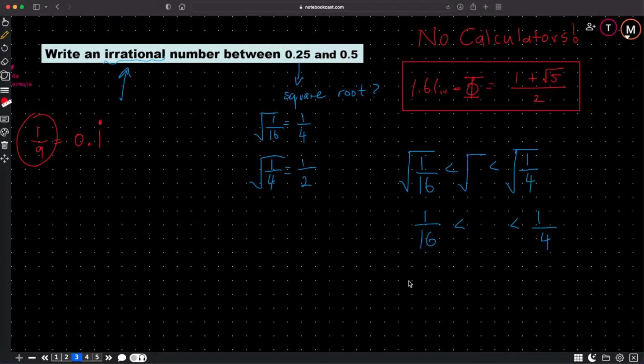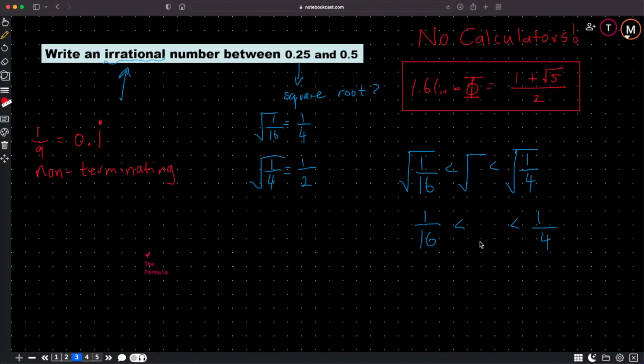Oh, yeah, that's a good point. So recurring decimals are not the same thing as irrational numbers. You can describe them as decimals that go on infinitely, but they can be written as a fraction. I think the GCSE uses the terminology non-terminating.